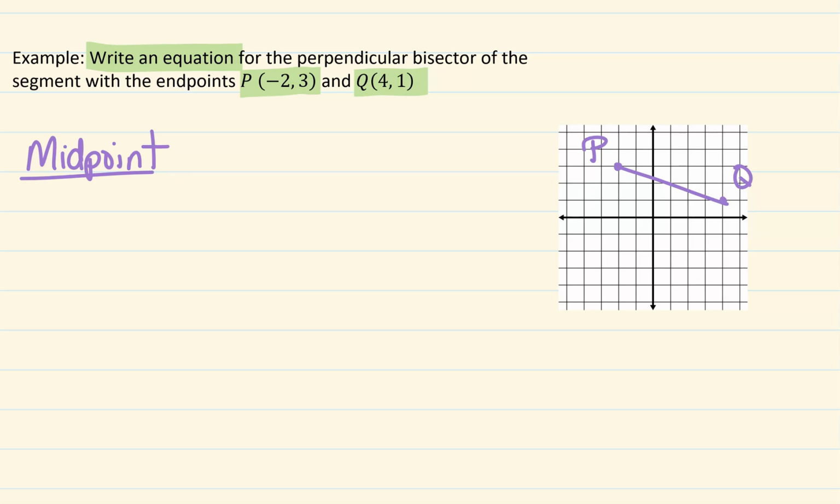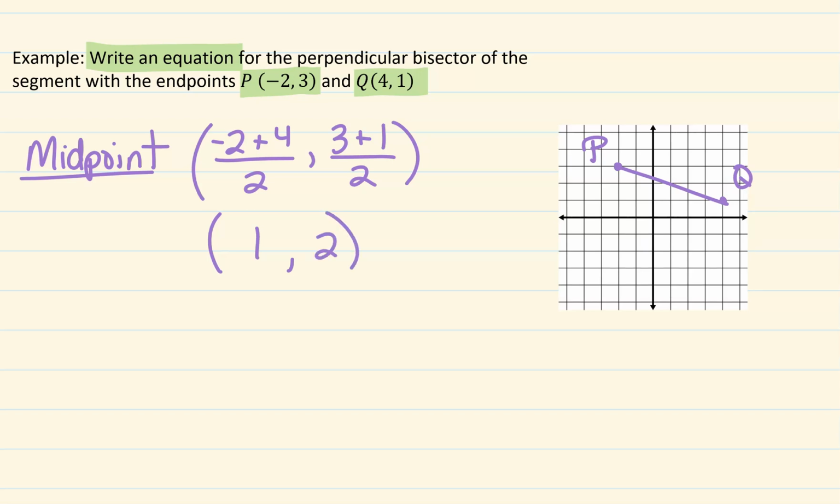So remember I said you're averaging the x's and averaging the y's when you find the midpoint. So to average the x's, we're going to add -2 plus 4 and divide by 2. To average the y's, we're going to add 3 plus 1 and divide by 2. Be sure you do the numerator first. So -2 plus 4 is 2, divided by 2 is 1. 3 plus 1 is 4, divided by 2 is 2. So our midpoint is at the point 1, 2.